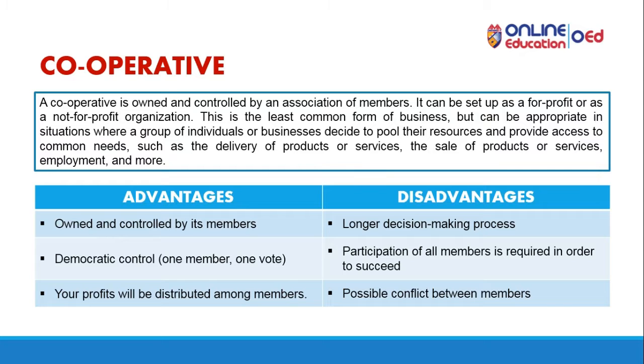Alright, so the disadvantages: a longer decision-making process. Participation of all members is required in order to succeed. The problem is, what if one member is missing, or is not supporting the business? It's really difficult for you to make decisions. It might take longer, and there's also a big possibility that the business will fail or will run only for a short time. There is also possible conflict between members, which is really common when you are not running the business alone.